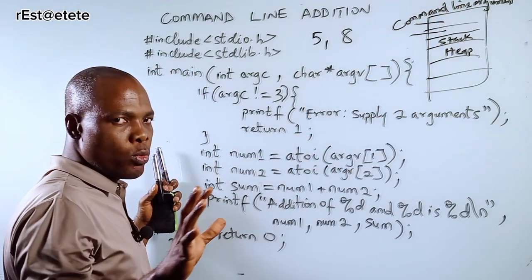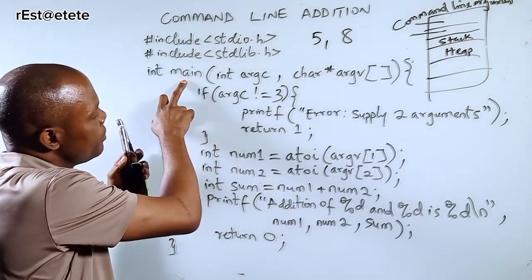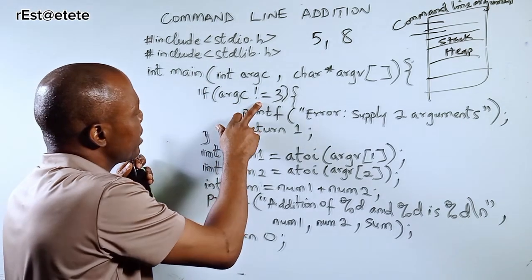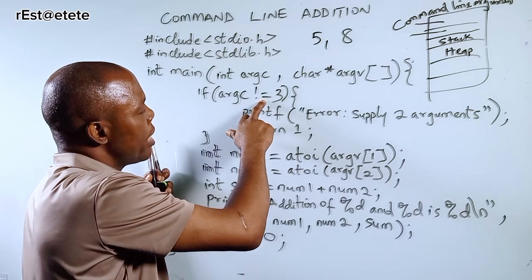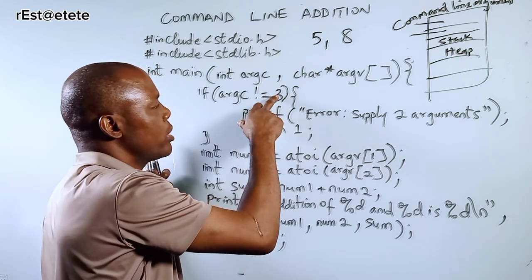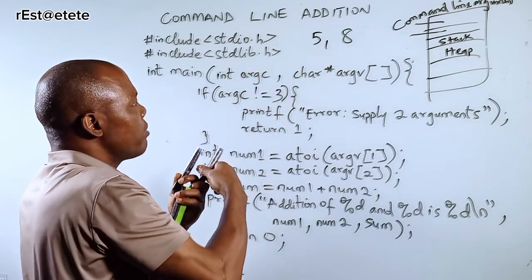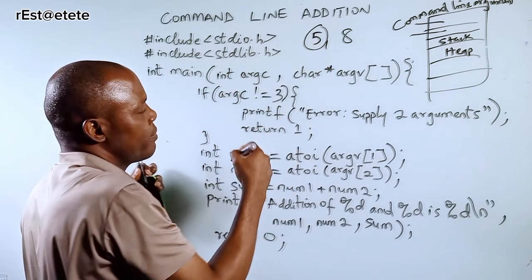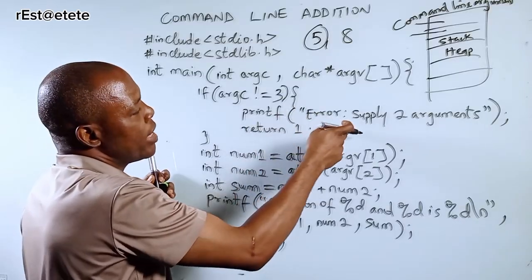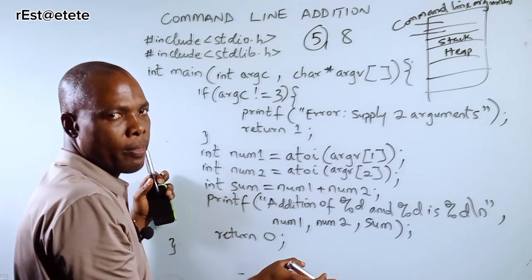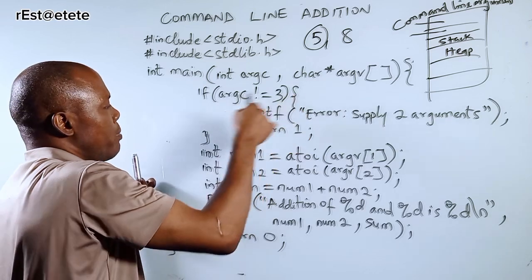Then my CPU, central processing unit, will start. Control will be given to main. It will come in, it will check this first part: argc is not equal to 3. If I supplied only one value, let's say I supply only 5, this will become true. It will come in and print out the error, supply two arguments. But if I supply 5 and 8, it will bypass this place.